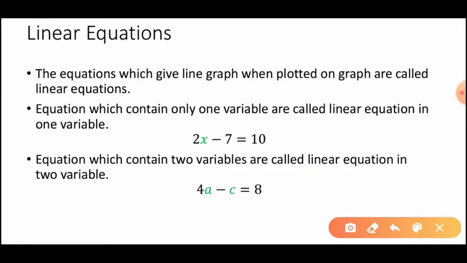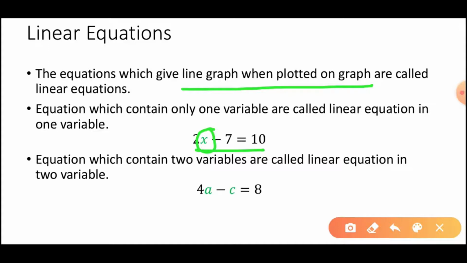A linear equation is the one which gives a line graph when plotted on graph paper. So we have already studied the linear equation in one variable, such as 2x minus 7 equal to 10. In this we can only see one variable, and that is x. So such an equation is called a one variable equation.